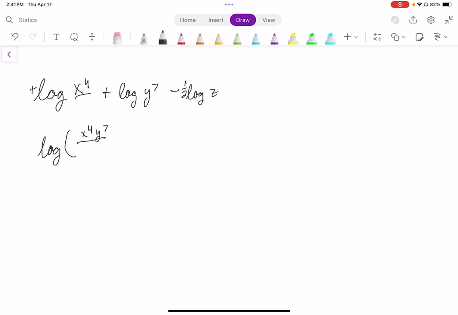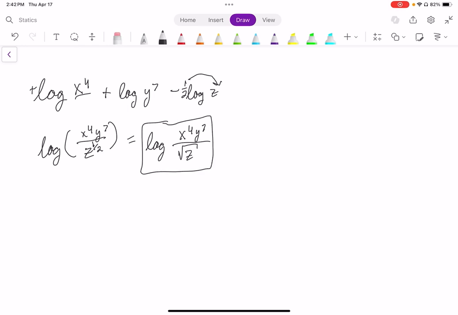divided by, now we can use our property here. Notice that we have a negative sign, but also we have a coefficient in front of our log. So I want to move that to the power or the exponential position of z. And then I'll put that in the denominator of our new log. Since we have a fractional exponent, I'm going to rewrite this. It's log x to the 4th, y to the 7th, over the square root of z. That is our most simplified form.